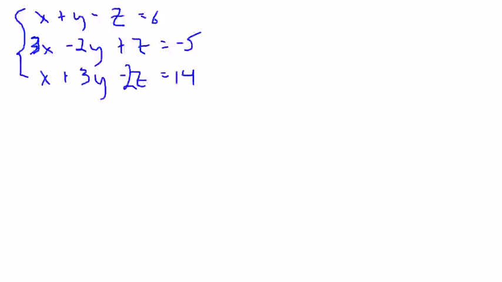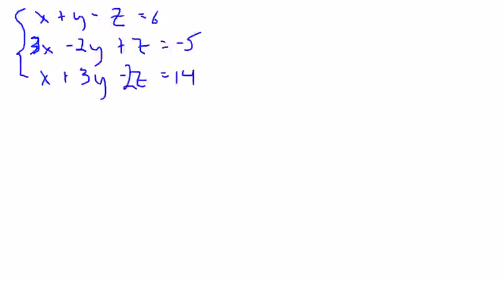Alright, I'm going to go ahead and do number 51 out of 11.1. The problem's already written here. x plus y minus z is 6, 3x minus 2y plus z is negative 5, and x plus 3y minus 2z is 14. I'm going to go through the method that we worked through in class. Your method may vary a little bit from mine, but that's okay. What I'm showing you now is going to work anytime.